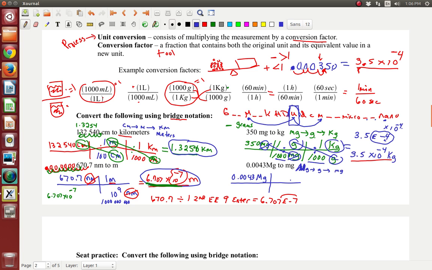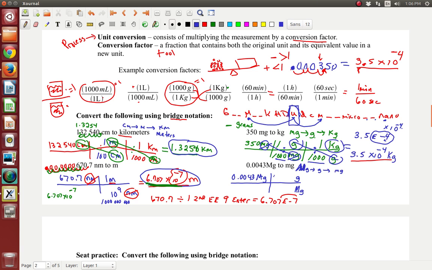So megagrams to grams. Grams goes on top, and megagrams has to go on the bottom because it's in the numerator. I need it in the denominator. I need to be able to cancel it out. So what's the relationship between megagrams and grams? Mega million, mega million. So there are 1,000,000 grams in a megagram. A megagram is huge. Think about like the Mega Millions lottery, which, you know, I don't condone. But anyway, 1,000,000 grams in a megagram.